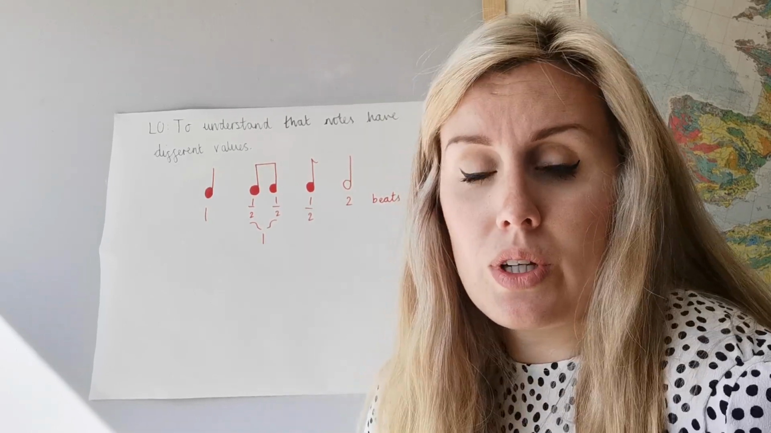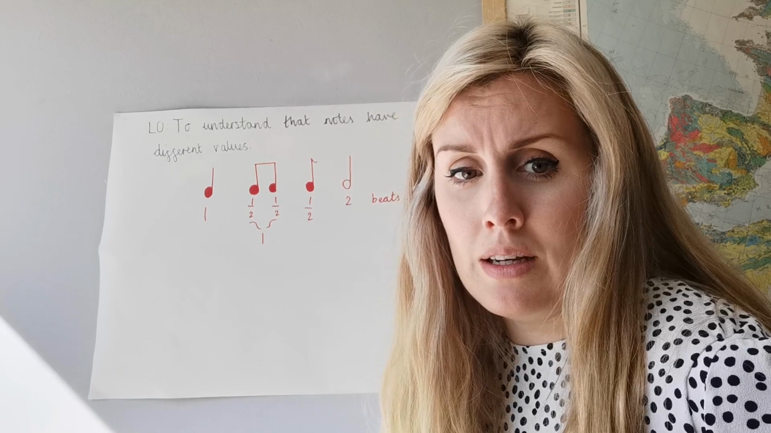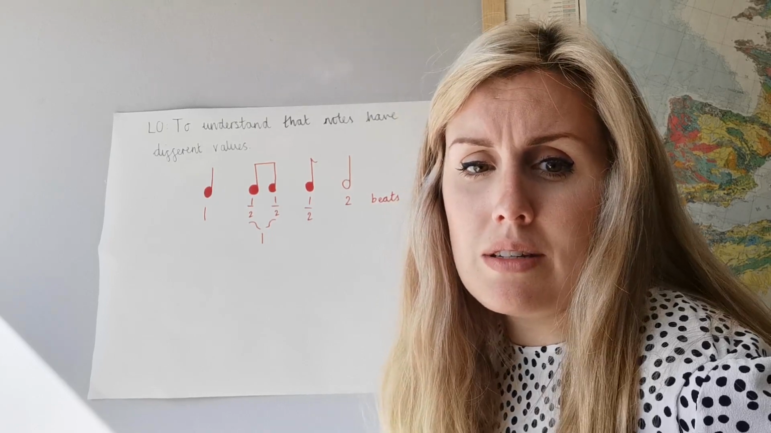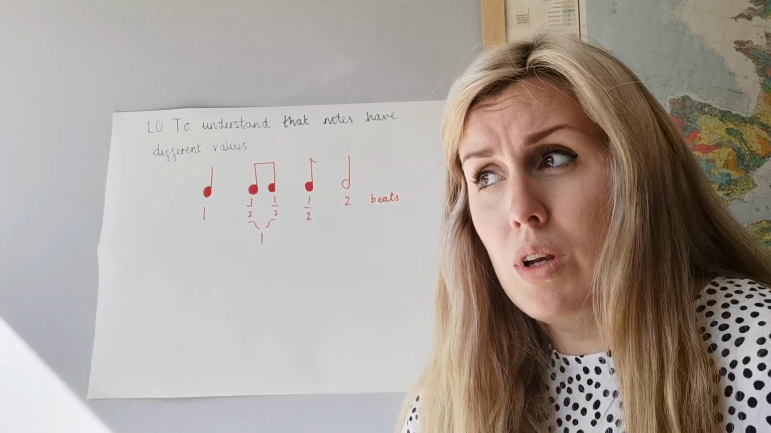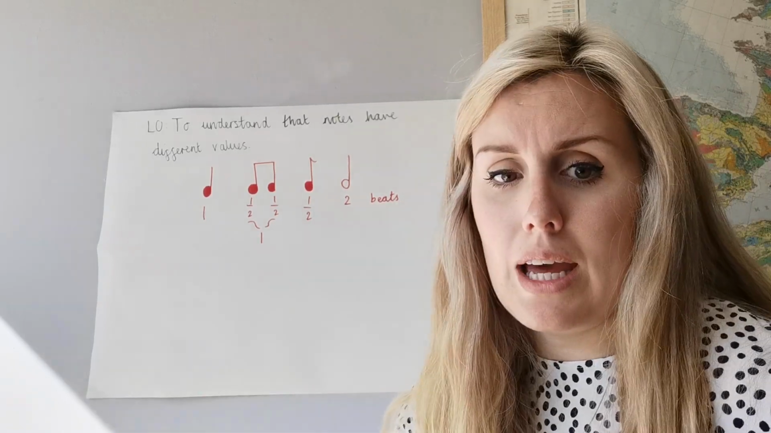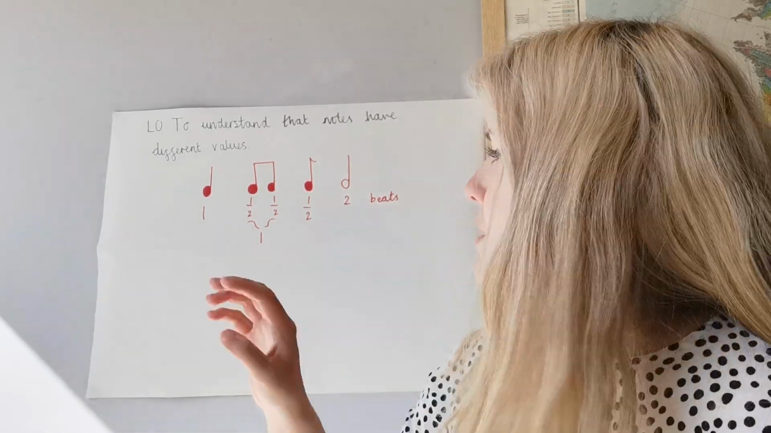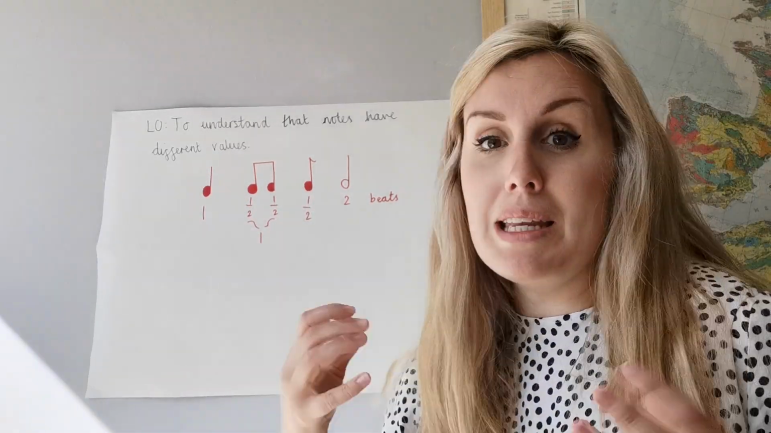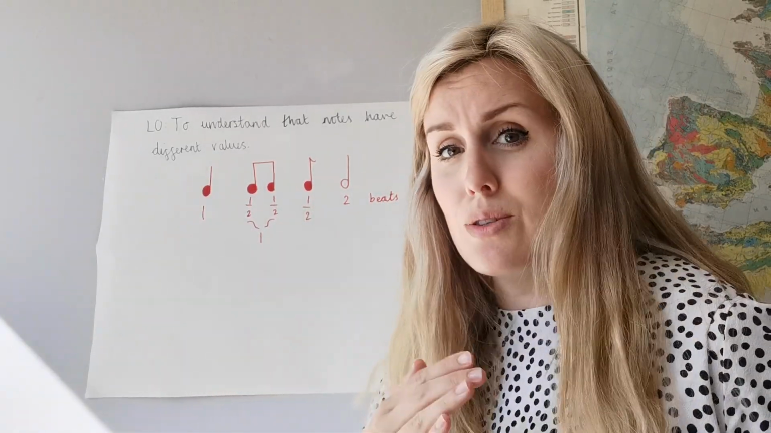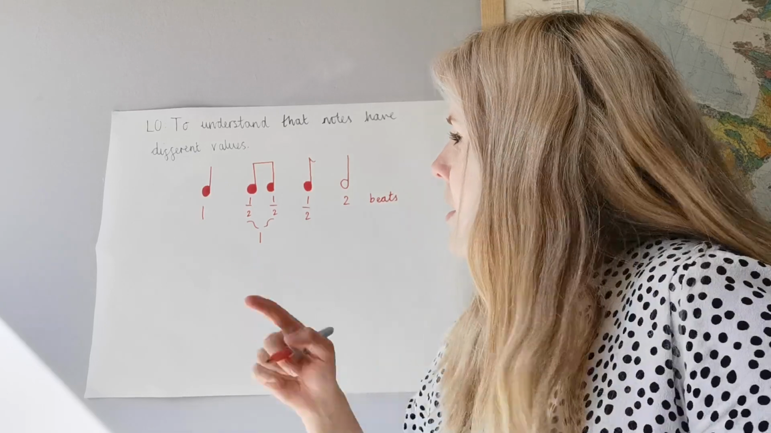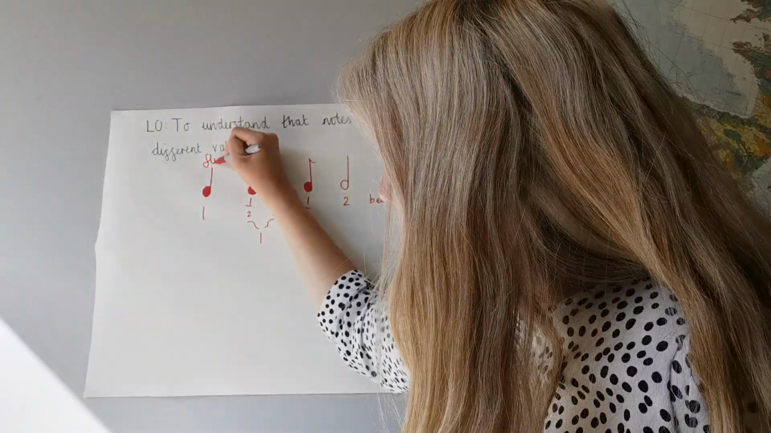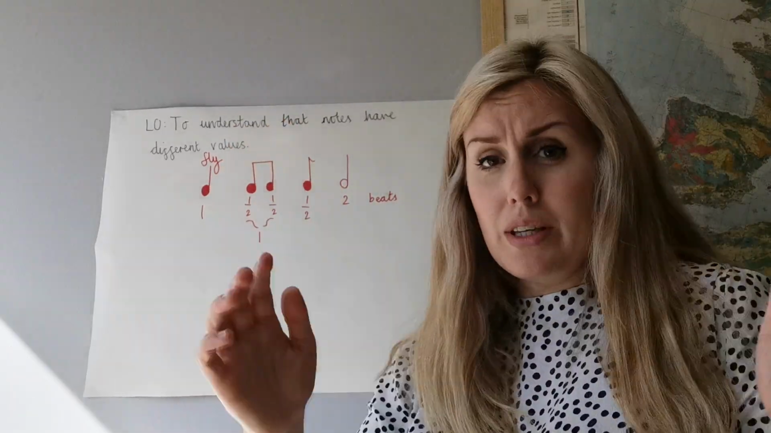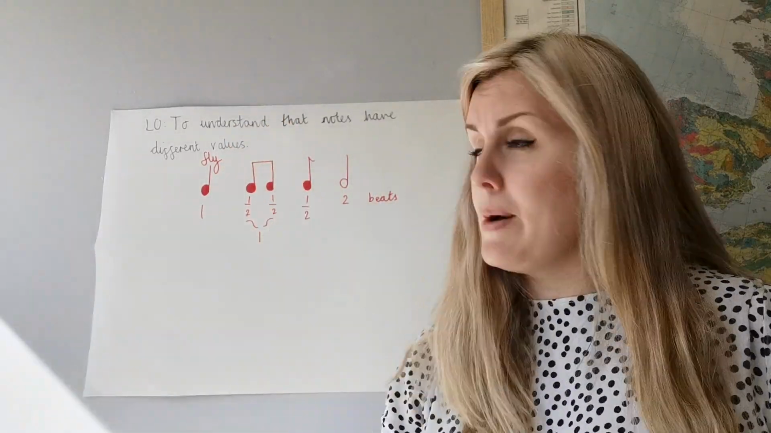So today I thought I would do the second music lesson, which is to understand that notes have different values. Before the Easter holidays, we spoke about different note values and insect names and how they linked closely together. So this one was a crotchet and it was a fly. When you clap it, you say fly, like that.